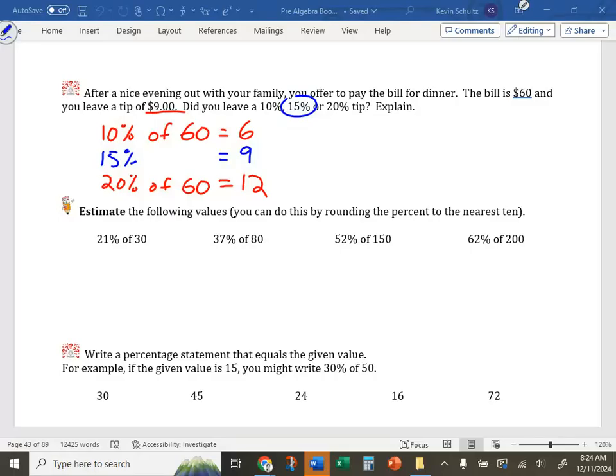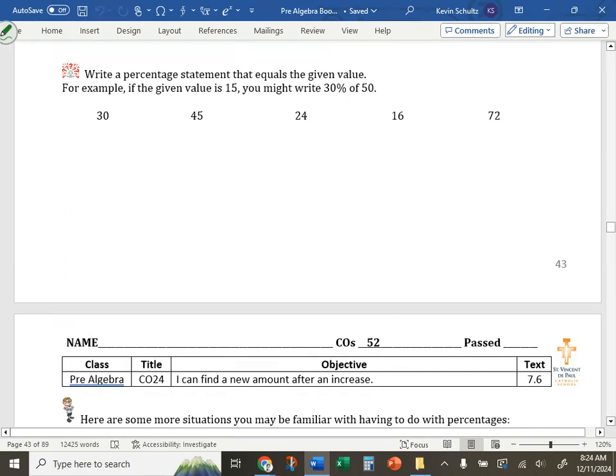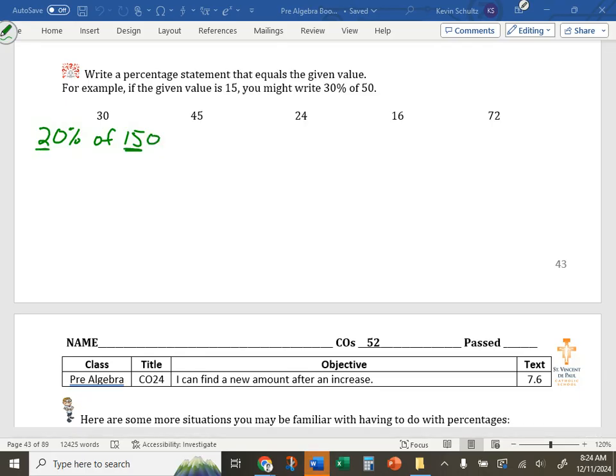Other sections. Surprised no one's asked about the bottom one yet. That very last one where I give you a number and you need to write a percentage statement. Okay? 30. What is a possible percentage statement that you could write? Give me two numbers that multiply to make 30. 15 and 2. So how about 20% of 150? 2 times 15 equals 30.